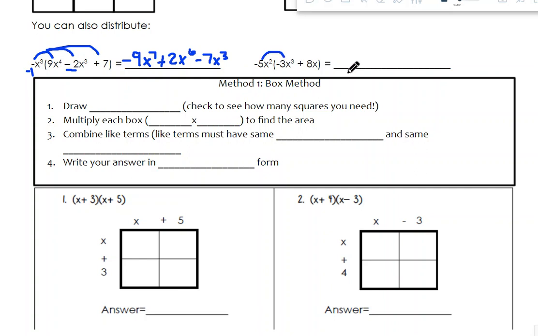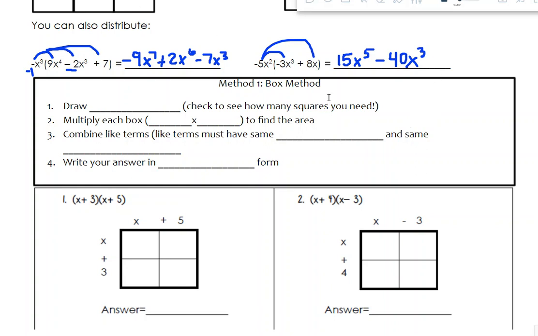Distribute. Negative 5x squared times negative 3x to the third. So negative 5 times negative 3 would be a positive 15. X squared times x to the third would be x to the fifth. Negative 5x squared times 8x. Negative 5 times 8 would be negative 40. And x squared times x would be x to the third power. Okay? So there's two ways you can do it. You can either do box method or you can distribute. Okay?